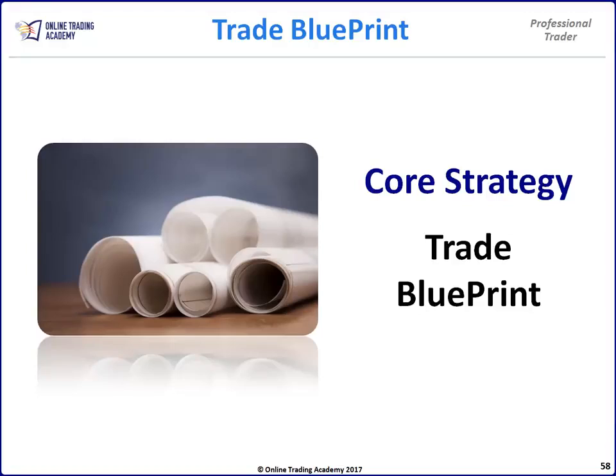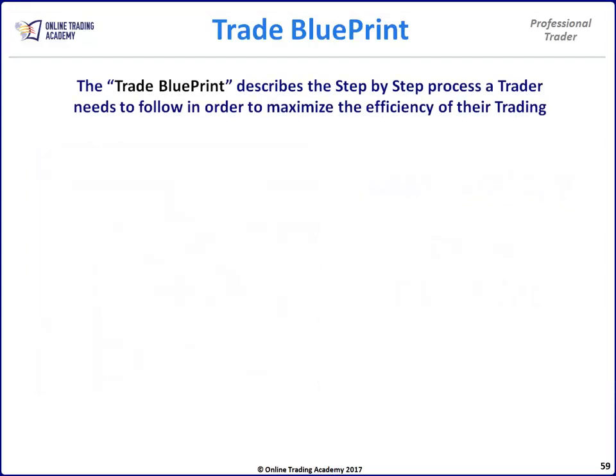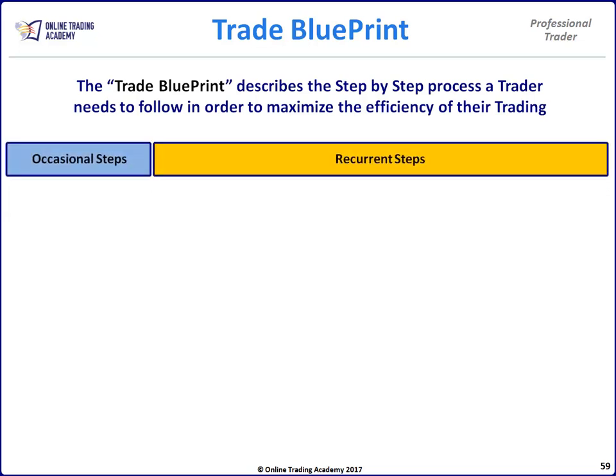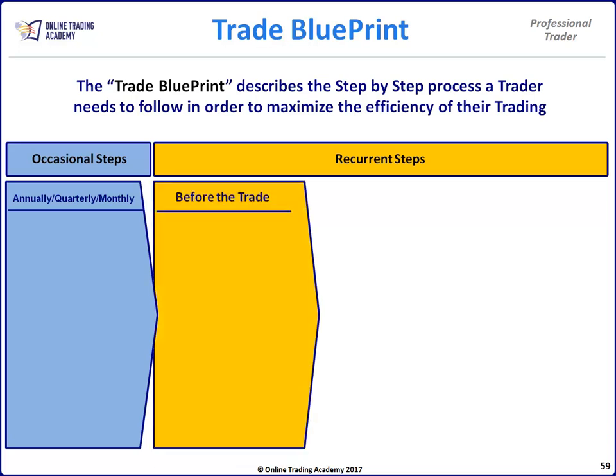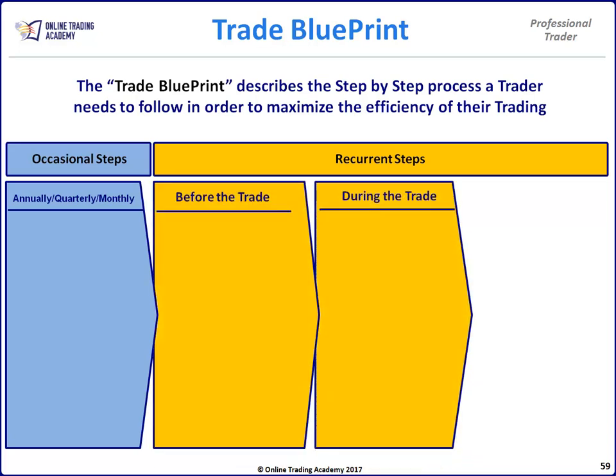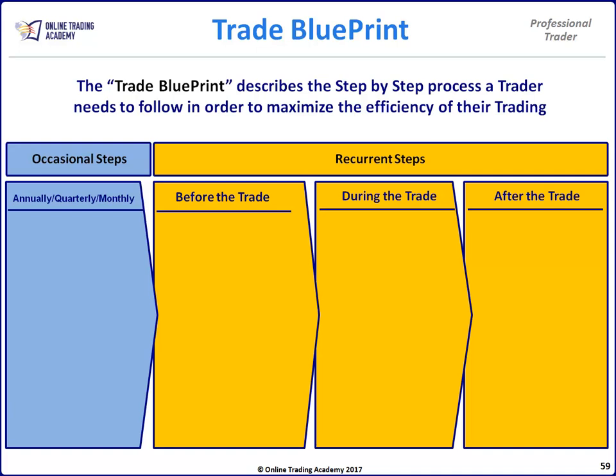Trade blueprint. The trade blueprint is really going to outline the steps that we take as we plan out our trades, the steps from start to finish. There are steps that we take occasionally and steps that are taken on a recurrent basis. The occasional steps are taken on a periodic basis, annually, quarterly, monthly, something along those lines. Whereas the recurrent steps really have to do with everything with the trade.